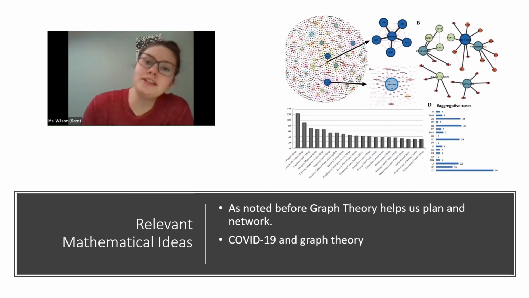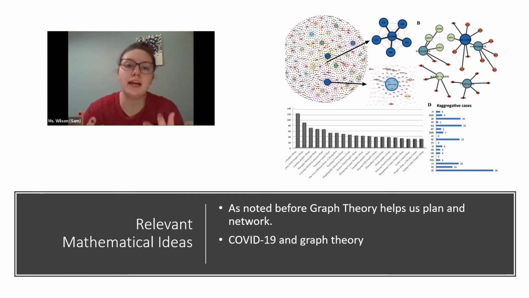In this slide, I will be talking about relevant mathematical ideas. As noted before, we looked at different networks and plans using graphs. Specifically, we discussed the model of a social media network or graph. On this slide, to the right, you will see some data, we'll see a graph, and we'll see some charts. These are all from COVID-19. So this is happening right now. People are using COVID-19 data and combining it with graph theory to result in what you see on the slide.